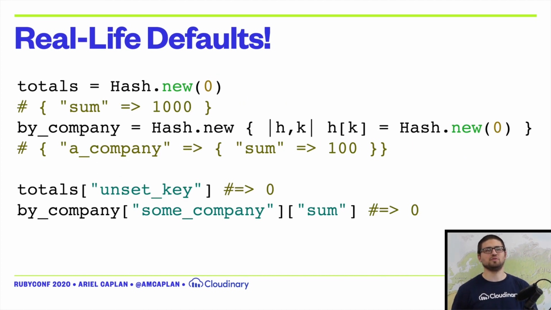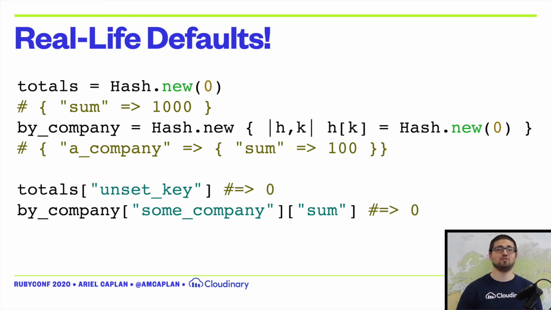Now let's go ahead and move to an example from Cloudinary's code, literally copied and pasted from our code base. So in the first line, you can see we created a totals hash with a default value of 0. Again, one of these counters that works really nicely, as we've seen. The next line is kind of building on that complexity. We have by company, which is a hash with a default proc that lazily generates a hash with a default value. So what's going on there is we're defining the structure of our data, where we want to have a hash where each key is a company name, each value is a hash with all the totals for that company.